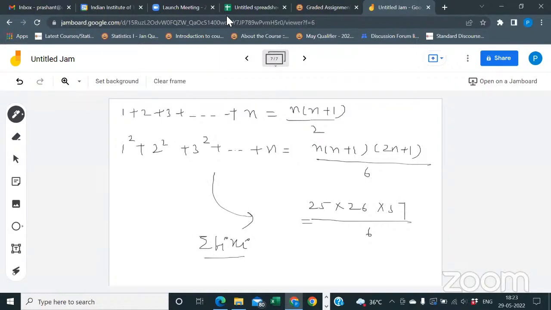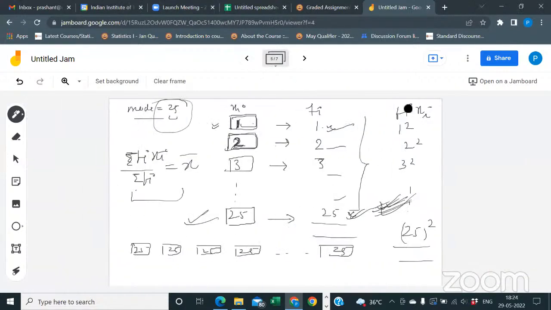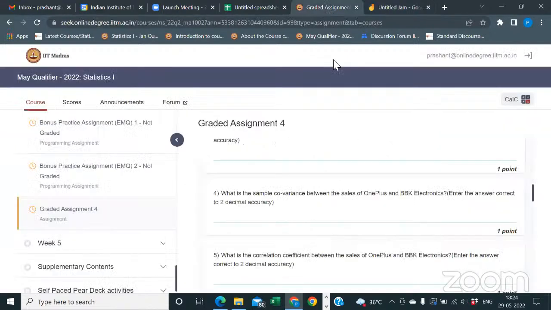Sir, why square? Square is because this is the summation of fi into xi. Xi is 1, fi is 1, then it will become 1 square. That means in part number 2 there are 2 cards. Yes, that is what was there.